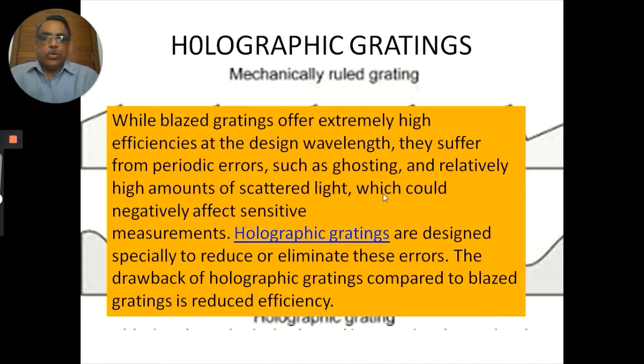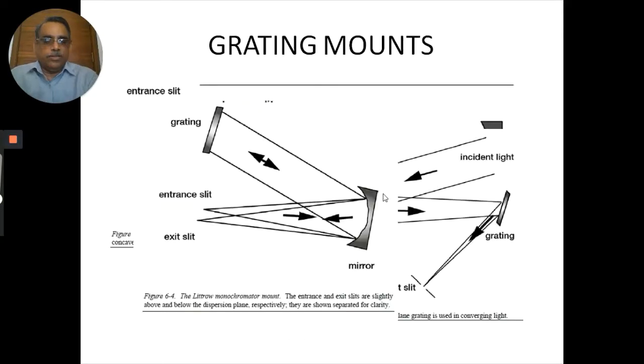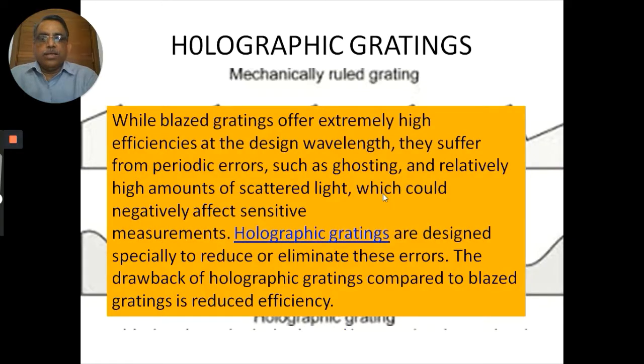So holographic gratings are basically designed to avoid the errors that you see, and this eliminates the errors of ghosting and so on. So there are some drawbacks for the holographic grating when compared to the blazed one. Blazed ones are highly efficient, whereas the holographic ones have reduced efficiency. Though each one has got its own advantages and disadvantages. So based on the application, you always select your gratings.